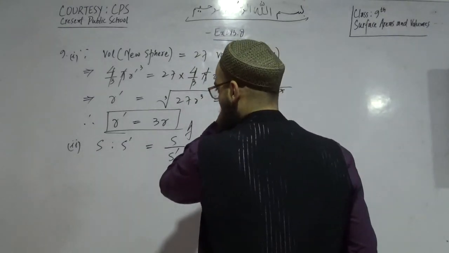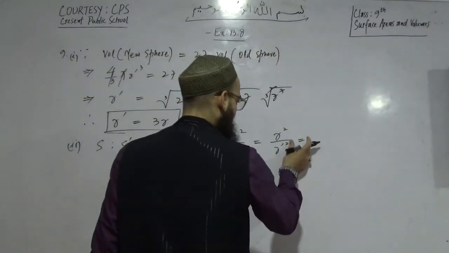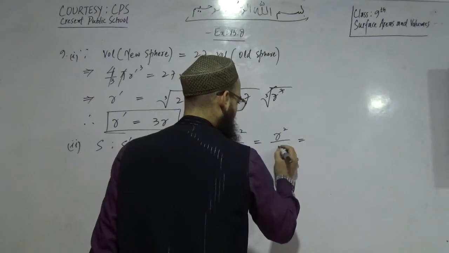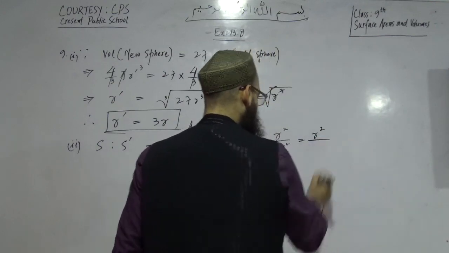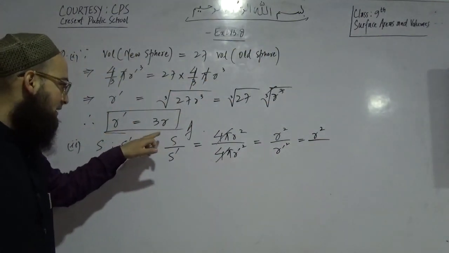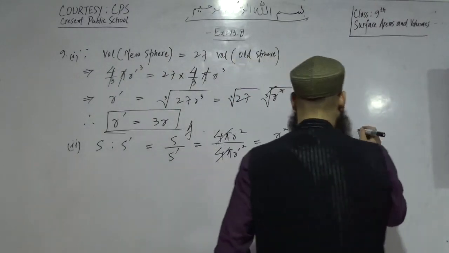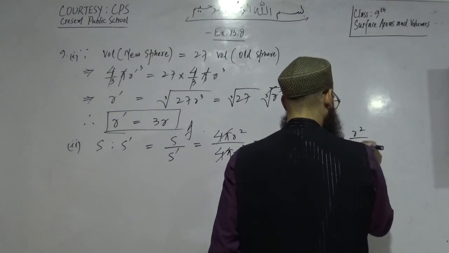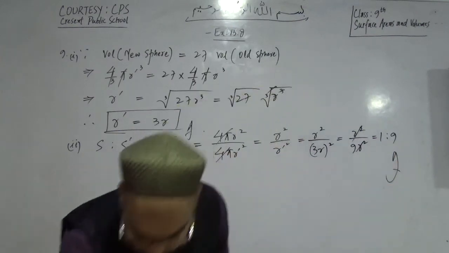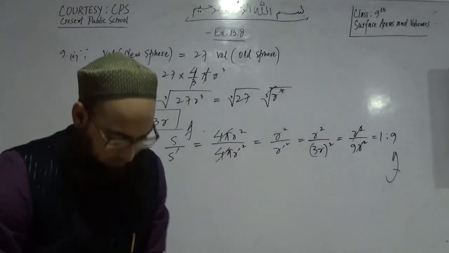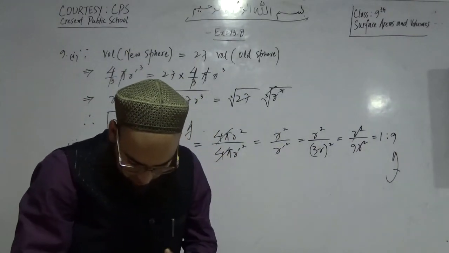Now see, r dash is 3 times r. So r dash square is 3 times r, whole square. So that will give you r square divided by 9r square. Now r square gets cancelled, so that will give you 1:9, and that's your answer. Make a note.